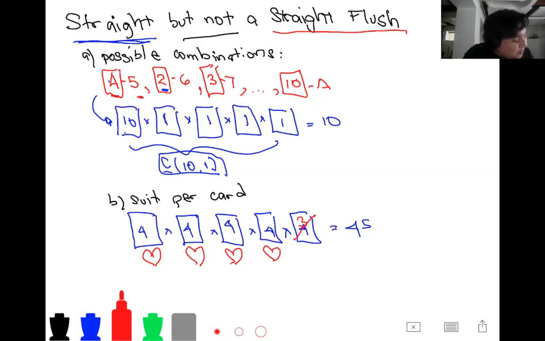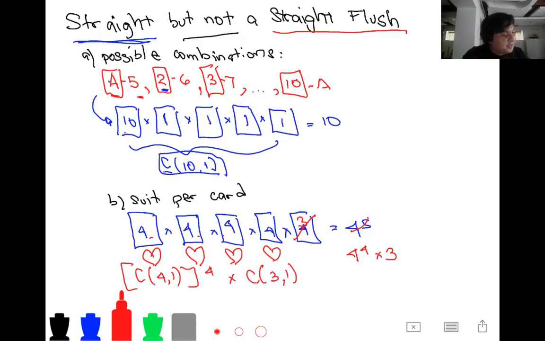So therefore, what you have here is simply 4 to the 4th times 3. Right? Sometimes I just refer to it as C4 choose 1, right? Raised to the 4th, right? Because of these 4 things. And then times C3 taken 1. All right?